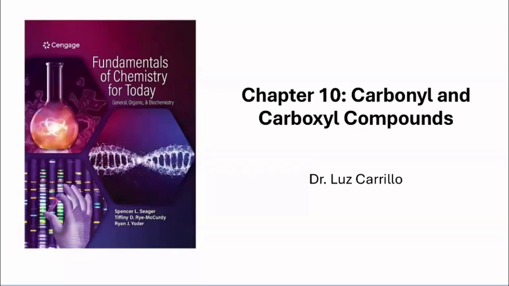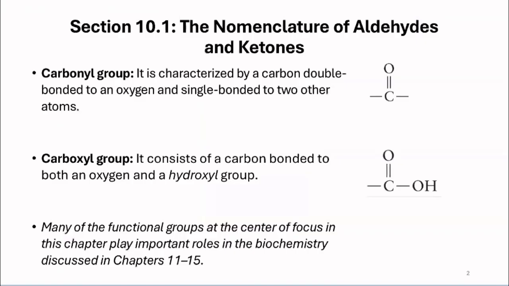In this video, we're going over the concepts for Chapter 10, which is titled Carbonyl and Carboxyl Compounds. We are first going to learn what is the difference between a carbonyl group versus a carboxyl group. A carbonyl group is characterized by a carbon atom that is double bonded to an oxygen atom. Also, that C double bond O will be bonded to two other atoms via a single bond.